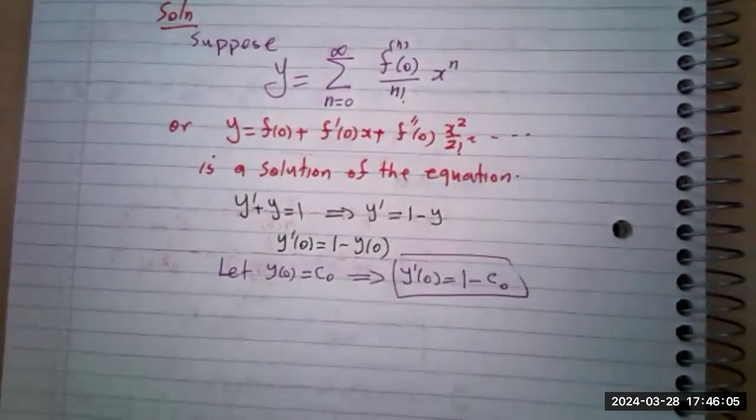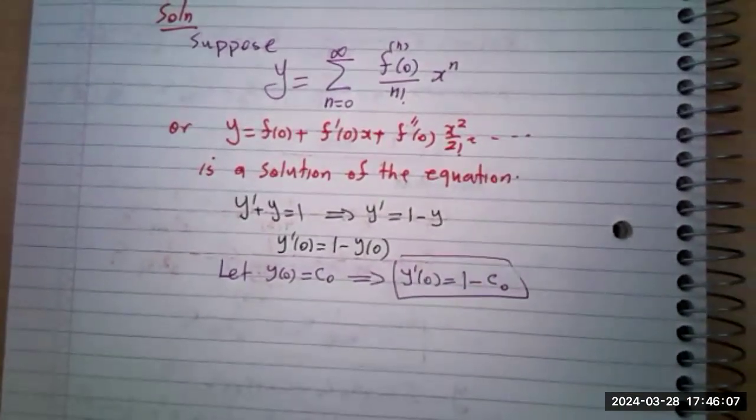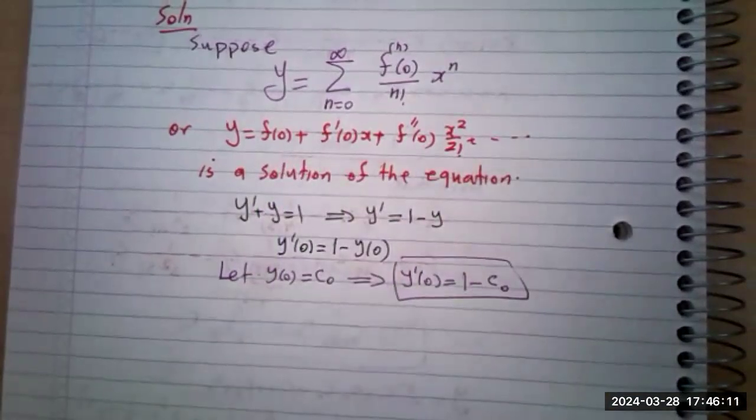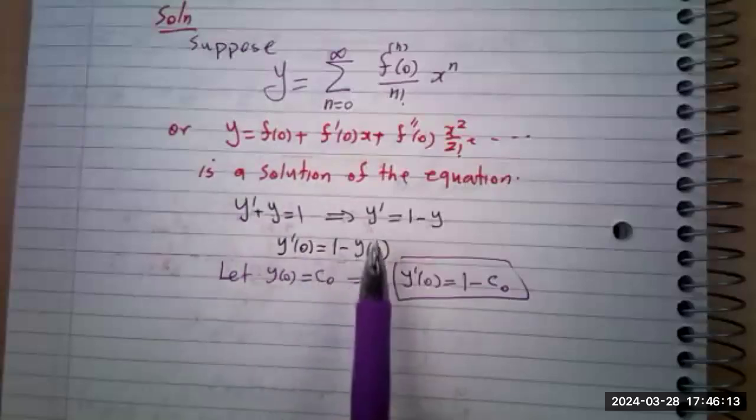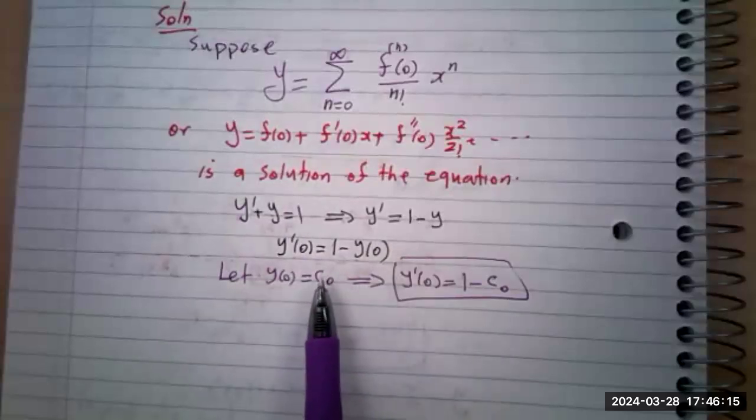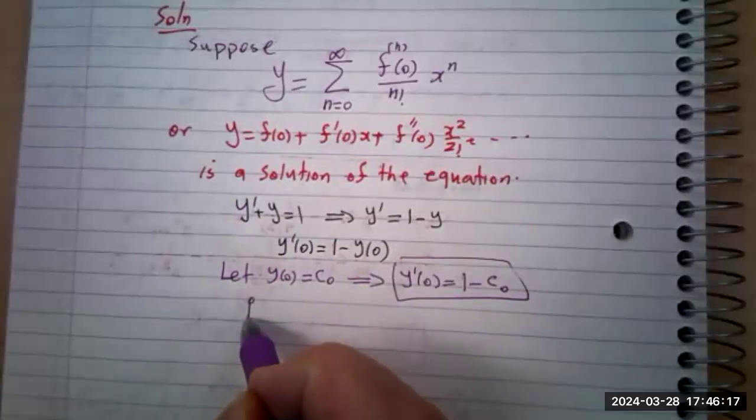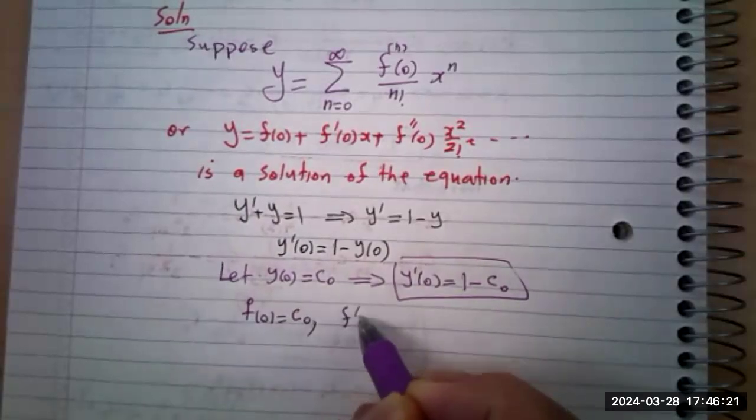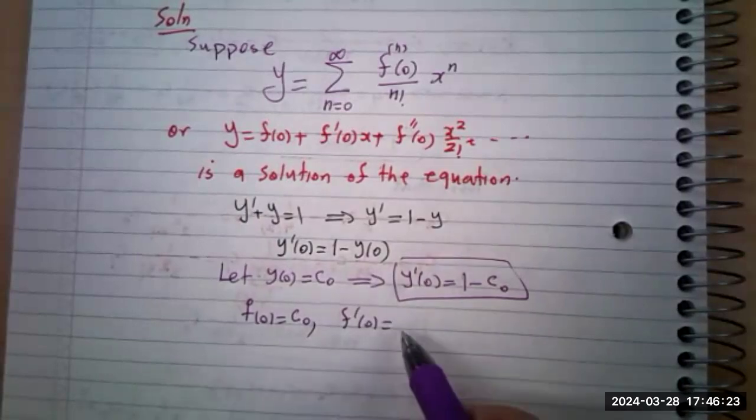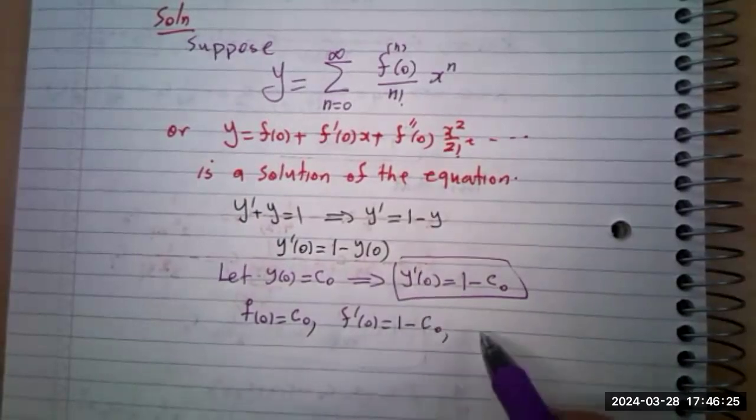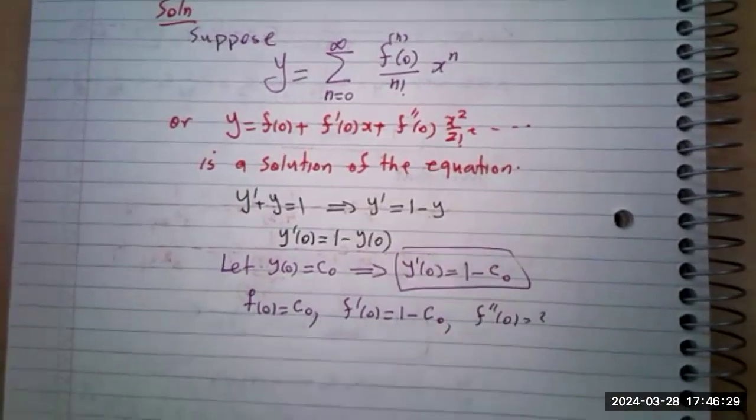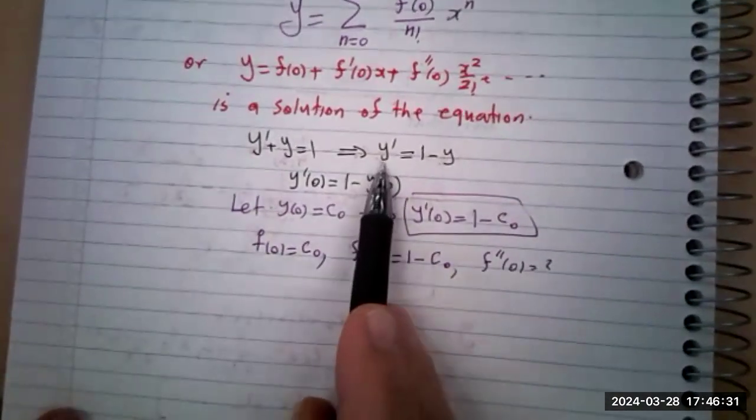This is your f prime of 0. I'm going to find this coefficient for you. So what you have so far is f of 0 is equal to c naught, and f prime of 0 is equal to 1 minus c naught. So you have to find f double prime of 0. I'm going to find f double prime of 0, bring this one and differentiate it.